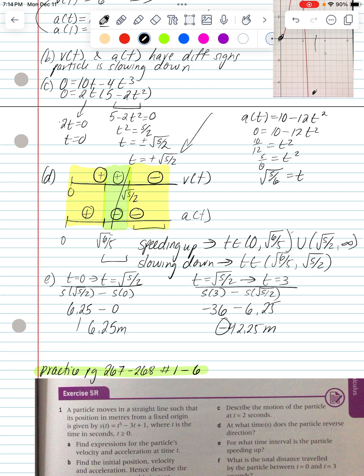But again, the positive and negatives do not matter. We're just looking at the overall distance. So disregard positives and negatives, just combine to find the total distance. So the total distance is 48.5 meters. Okay, folks, good luck with the practice.